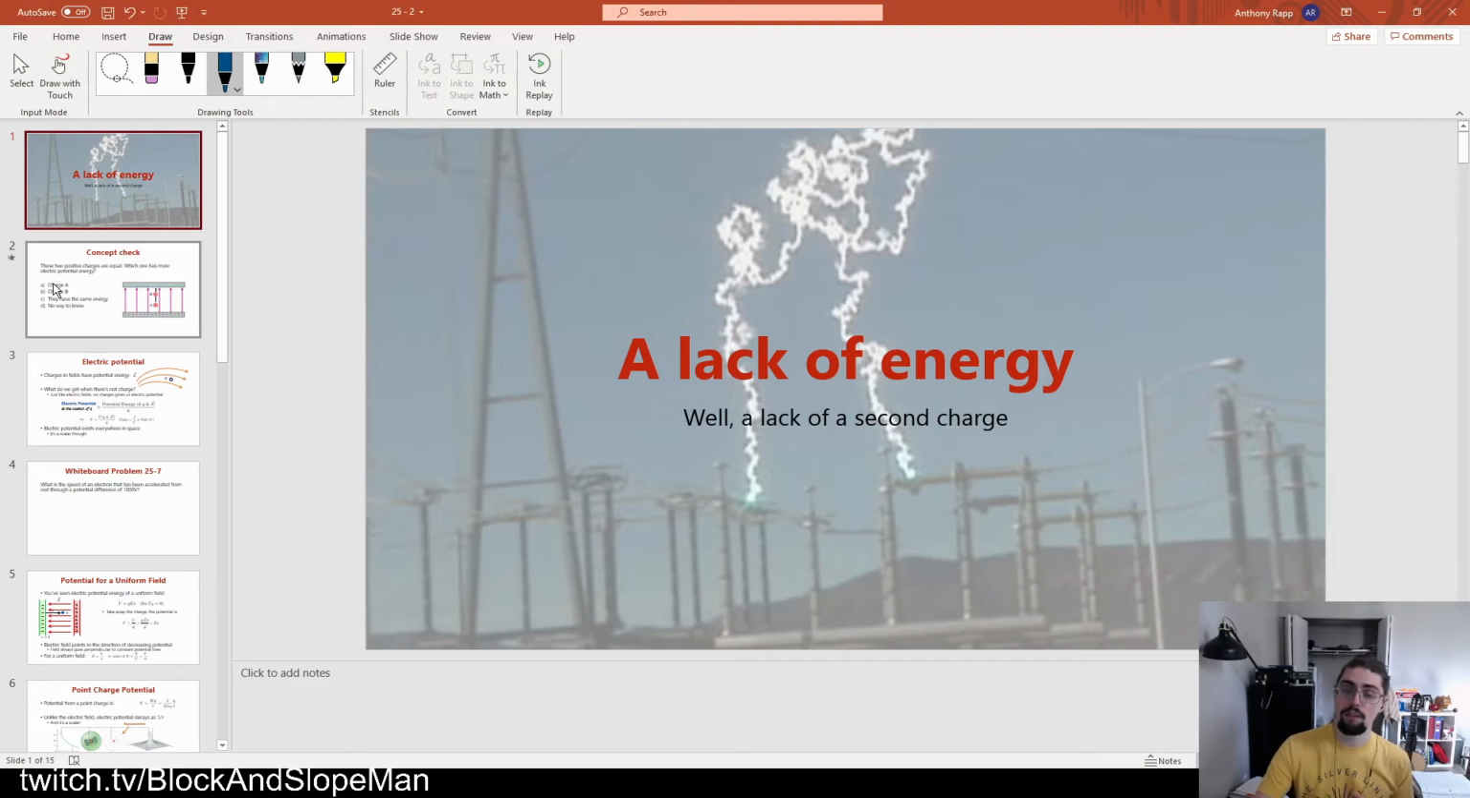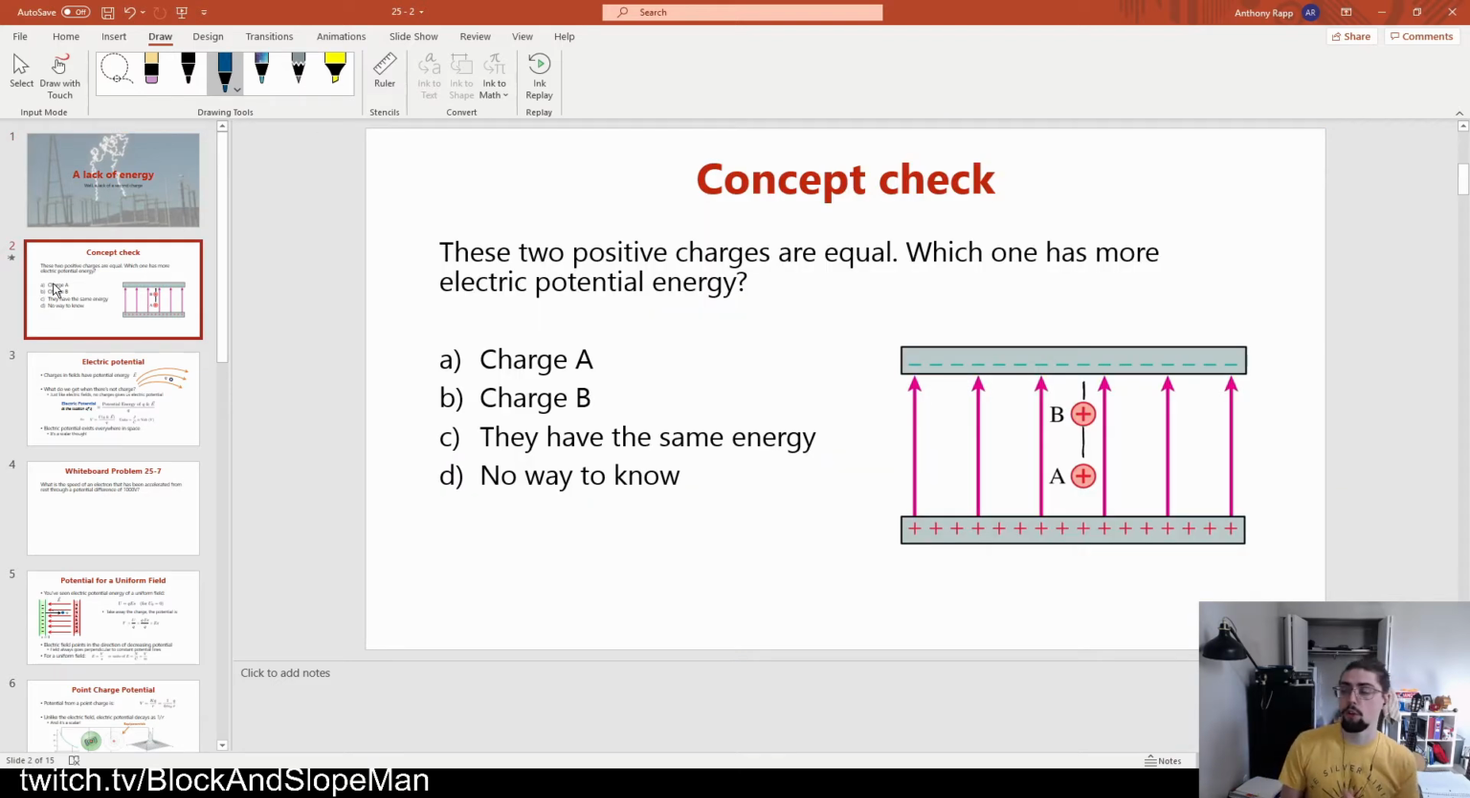So, first things first, let's do a little bit of a review, a quick concept question on just what we were talking about last time. I have two positive charges of equal magnitude inside a parallel plate capacitor like this. Don't worry too much about the potential energy between those two charges. Think about the potential energy inside, how it relates to the capacitor. Which particle has more electric potential energy?